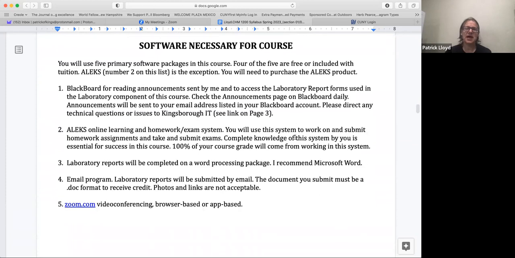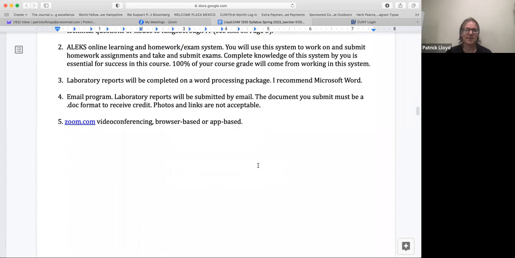Okay, again, you need the ALEX. Obviously, you need access to Blackboard for announcements. Actually, number 3 here, the laboratory reports will not be done with the word processing package, so I'm going to take that out. You're going to be doing what are called virtual labs on ALEX. So everything will be done on ALEX, your laboratories, your exams, and your homework, all of it. So you don't have any separate requirements for that.